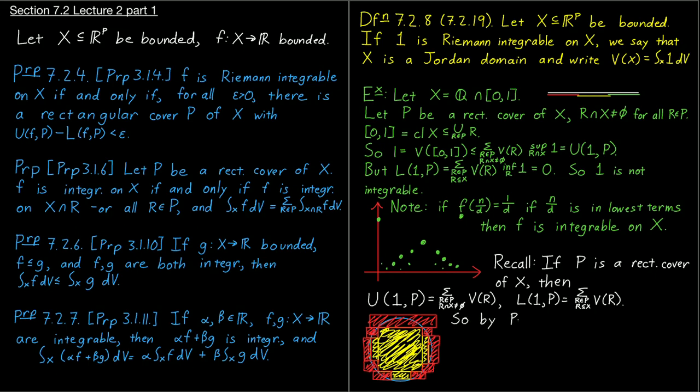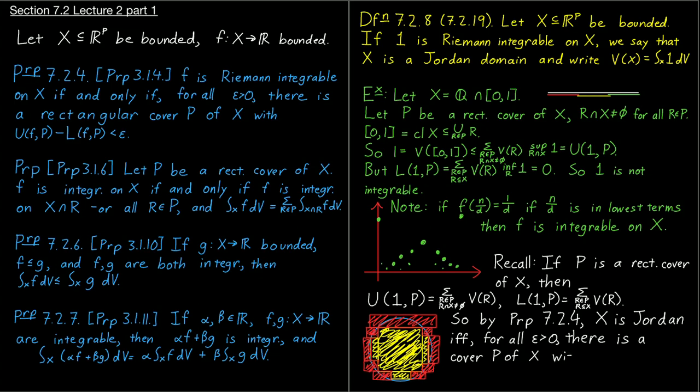So by proposition 7.2.4, X is Jordan if and only if for all positive numbers epsilon, there is a rectangular cover P of X such that the red rectangles, the sum over the rectangles that intersect X but are not contained in X, their volume has to be less than epsilon.